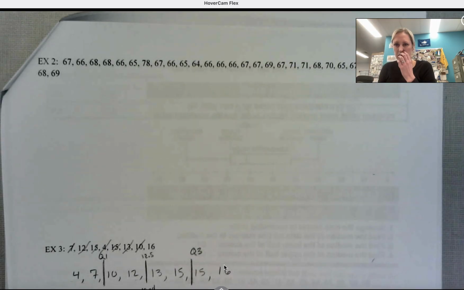Okay, so let's do example 2 now. So this one I'm not going to do by hand. I'm going to use a graphing calculator to show you how to do this. Calculators are especially nice when I have a really large data set. There's 30 numbers in this one. And so our graphing calculators will actually calculate the 5-number summary for us.